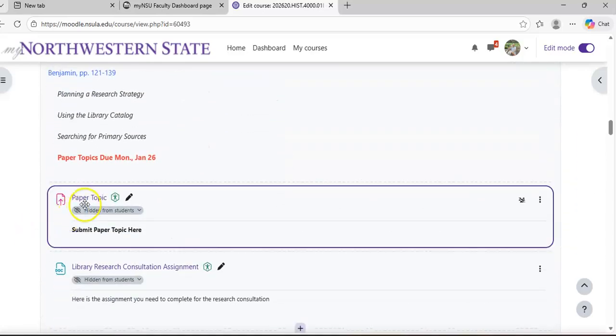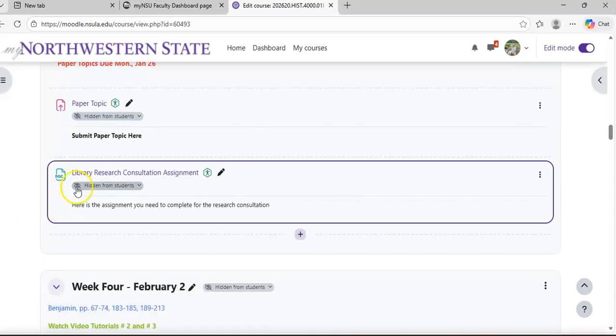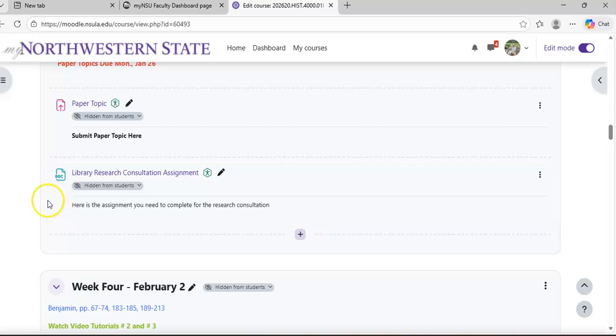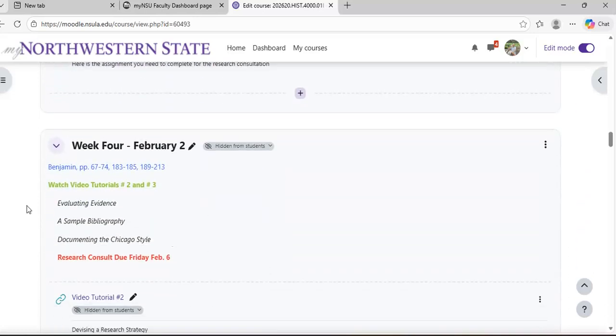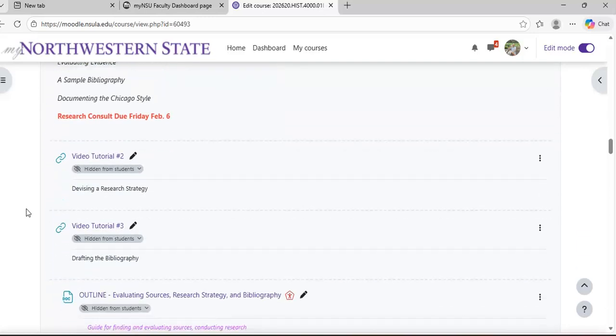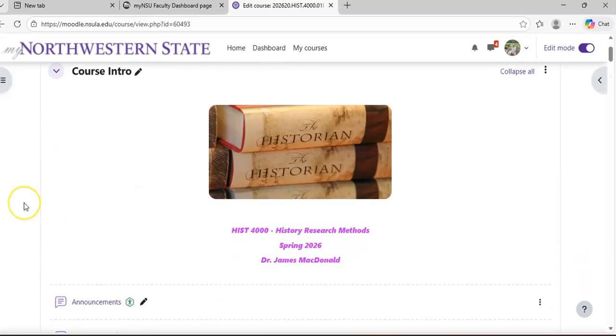Week three, you have just a simple Dropbox for the paper topic, and I'll make comments on that like no, or let's narrow it down. We'll also have what we want you to do with the research consultation assignment. It's not due that week, it's due later, but here is the essential assignment for you to get started on. So you've got some reading, and some of it repeats itself because it applies more than once. And then you've got the tutorials when we get into week four, tutorials on research strategy and then how to draft the bibliography. The bibliography is different than your works cited as far as footnotes or endnotes, but we'll get into all of those details as we go forward.